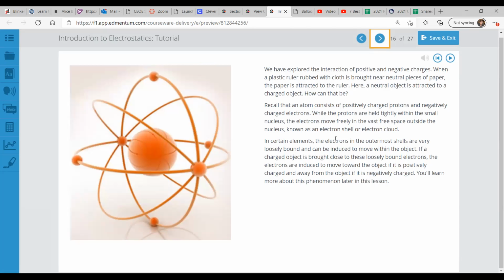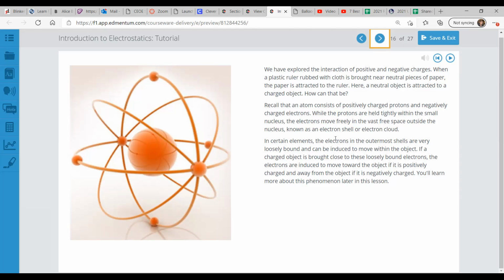We have explored the interaction of positive and negative charges when a plastic ruler rubbed with cloth is brought near neutral pieces of paper. The paper is attracted to the ruler. Here, a neutral object is attracted to a charged object. How can that be? Recall that an atom consists of positively charged protons and negatively charged electrons.